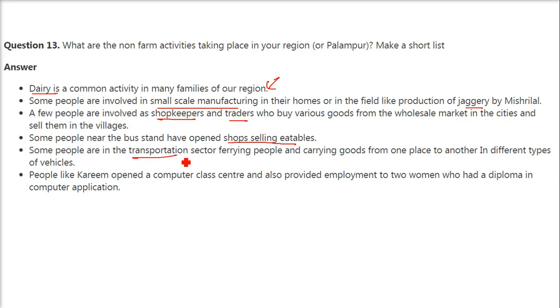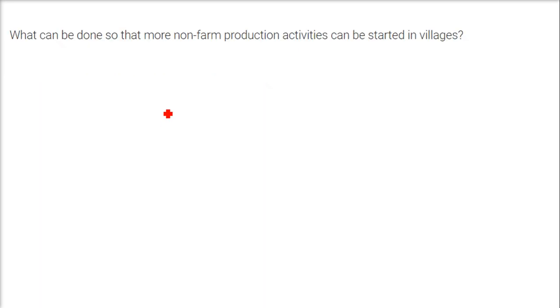Some people are in transportation. So transportation is one more non-farming activity in Palampur. In the transportation sector, people ferry people and carry goods from one place to another in different types of vehicles. For example, in the text it is given that people like Kareem opened a computer class center and also provided employment to 2 women who had a diploma in computer application.